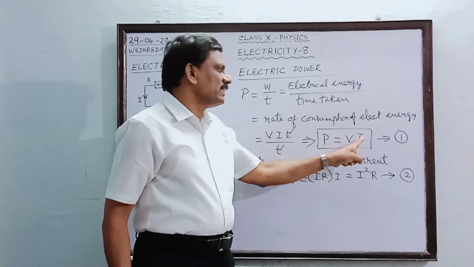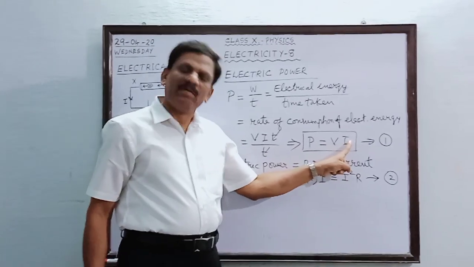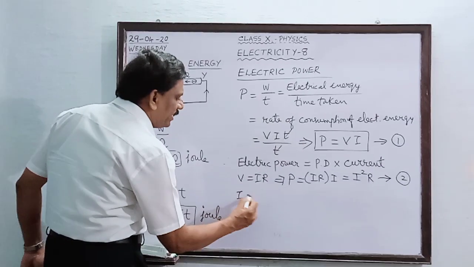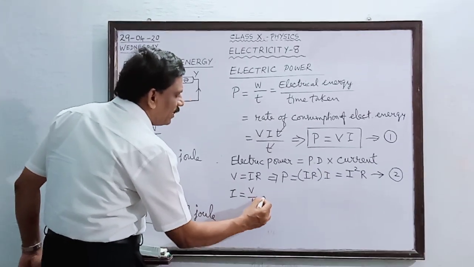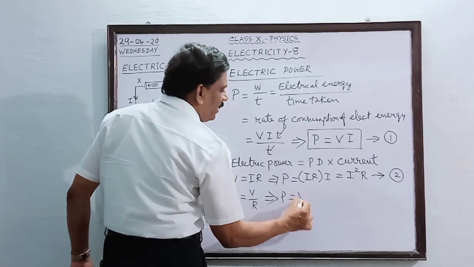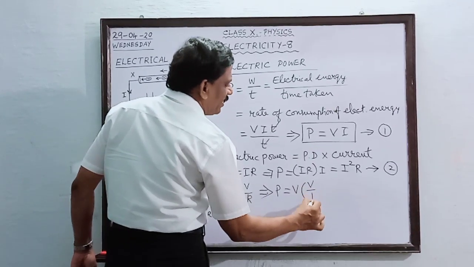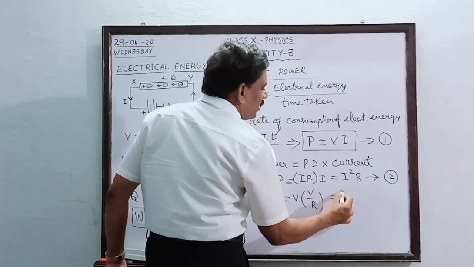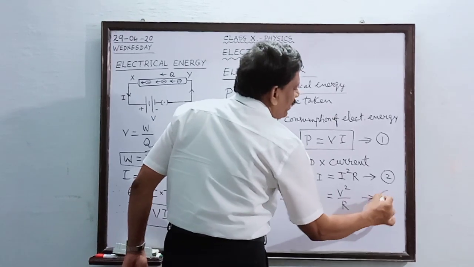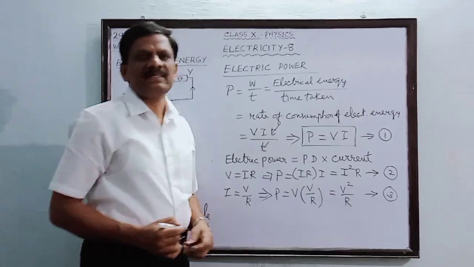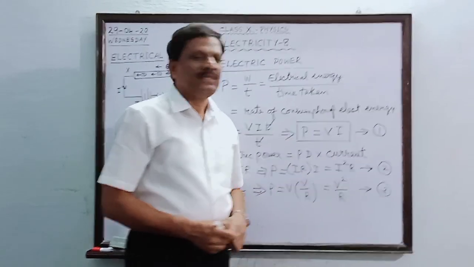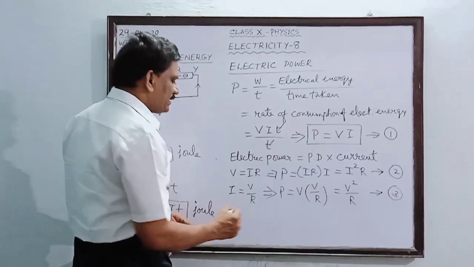Or in the first equation, we can also substitute from Ohm's law, I is also equal to what? V by R. So, I is equal to V divided by R. This, if you substitute, means power P is equal to V into V divided by R, and this is equal to what? V square divided by R. This is another equation. So, these are the three equations for the electric power.